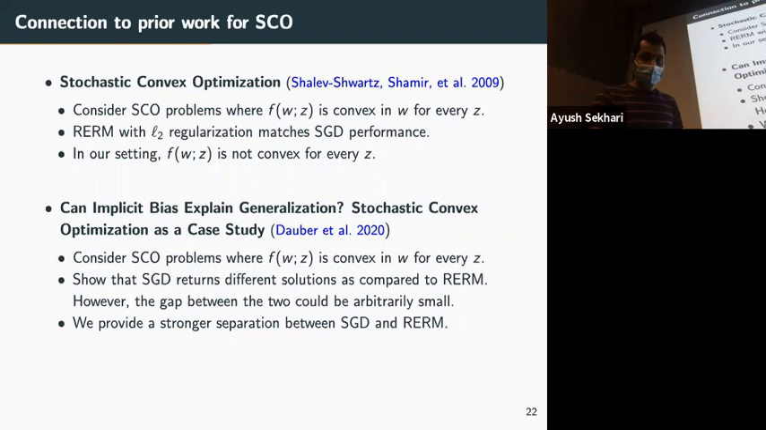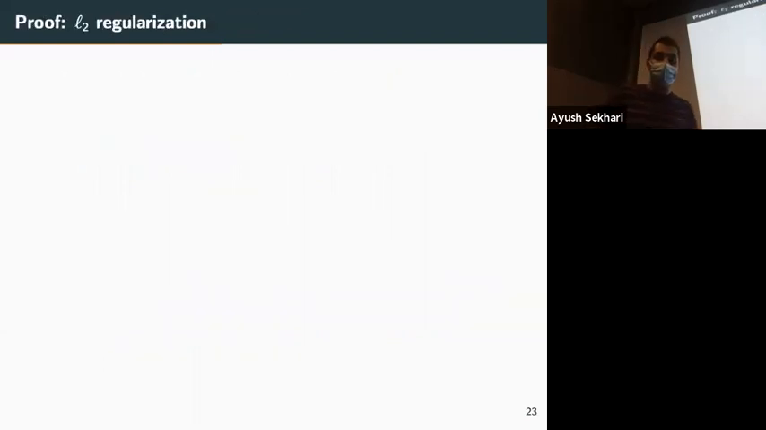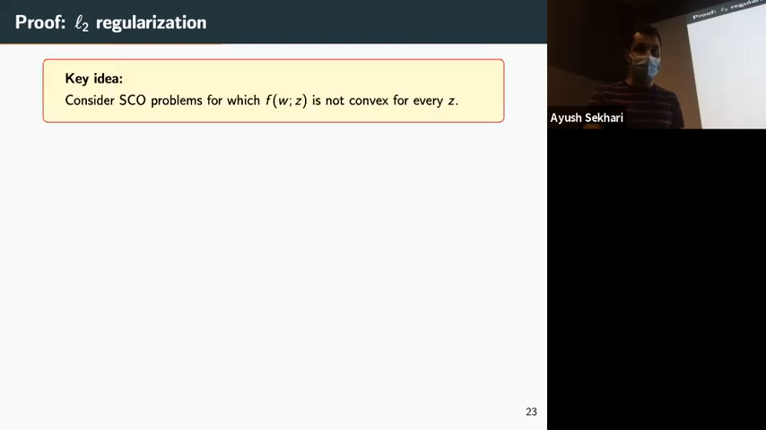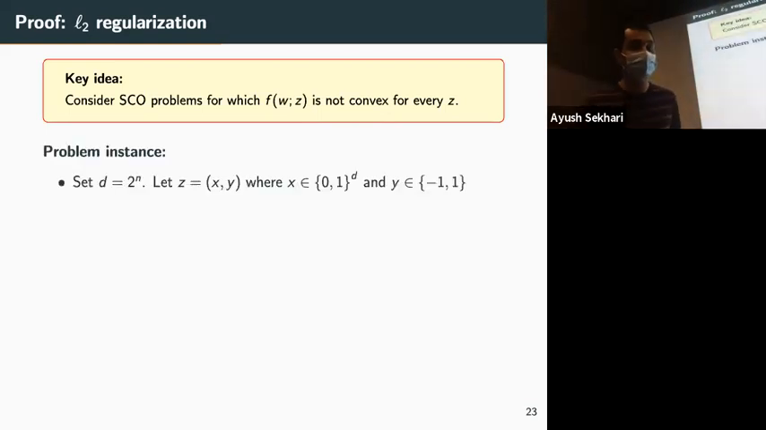Okay, so now I'll go into the proof of this result. I'll first show the proof for L2 regularization and then discuss how to generalize it for other regularizers. As I said, the key idea is to construct SCO problems for which the loss for every data sample is not convex. In particular, the problem instance that we consider is highly over-parameterized. The dimensionality of the problem is exponential in the number of samples. And for now, this is for presentation, but in the paper, we also discuss how to make it polynomial. So you should not be too much worried about this exponential dependence.